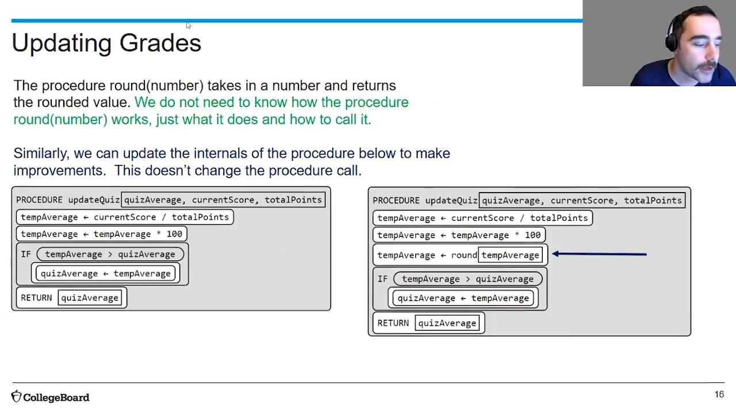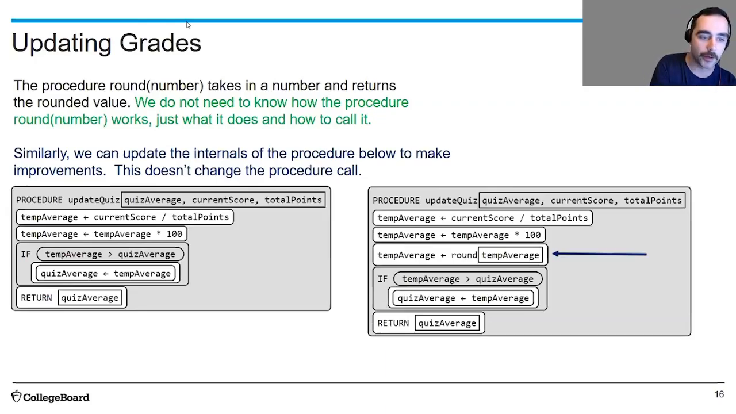All right. Well, one of the nice things about procedures is when you call the procedure, you don't have to know how it works. You just have to make sure in the call that you put all the right arguments in there and you put the right data in there so it can do what it's supposed to do. But you don't have to know how it works. So that procedure round, we know how to call round, but we don't know how round works. And that doesn't matter. That's fine.